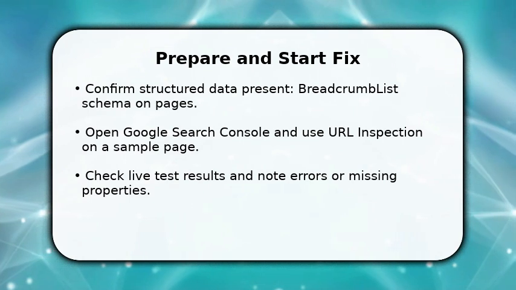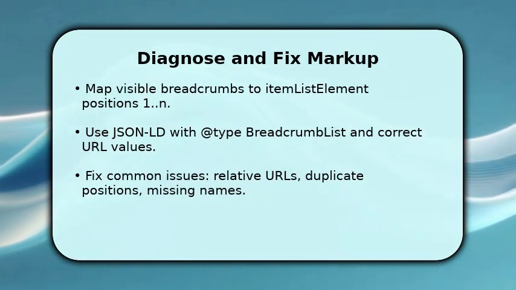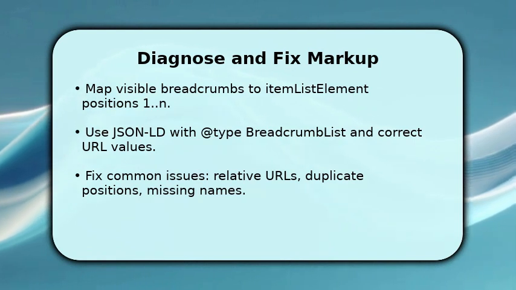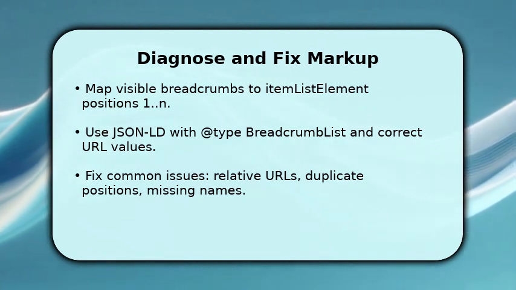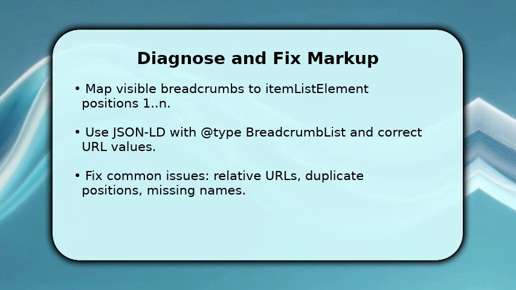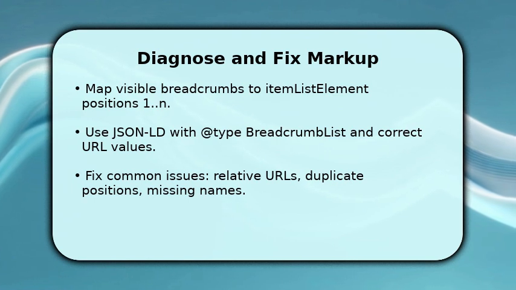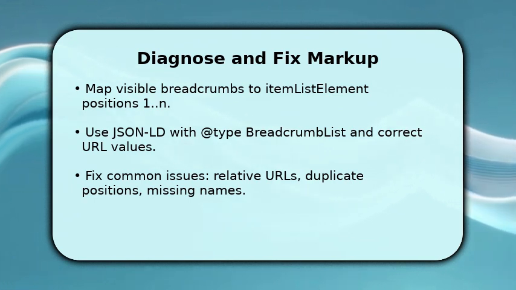Next, diagnose the specific markup errors you found and edit the code. Replace inconsistent markup by mapping each visible breadcrumb to item list element positions starting at 1, and prefer JSON LD with that type breadcrumb list for clarity. Make sure each item includes name, position, and a fully qualified URL.